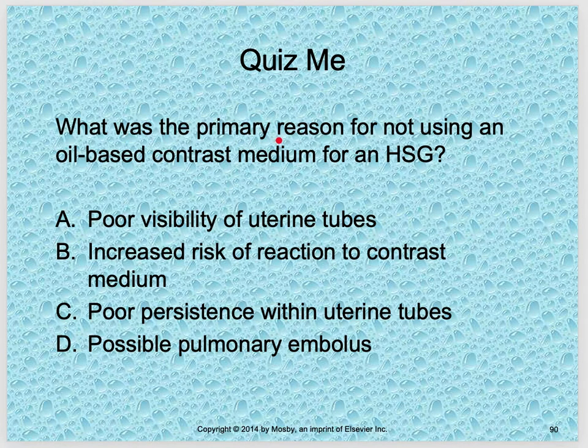So what was the primary reason for not using an oil-based contrast medium for HSG? I know this is probably talked about in the book, but also in the PowerPoints. Is it because of poor visibility? Is it increased risk of reaction, poor persistence within the uterus, or possible pulmonary embolus? Out of these four, you're not going to use an oil-based contrast medium because of possible pulmonary embolus. So that's why they've stopped using the oil-based contrast.